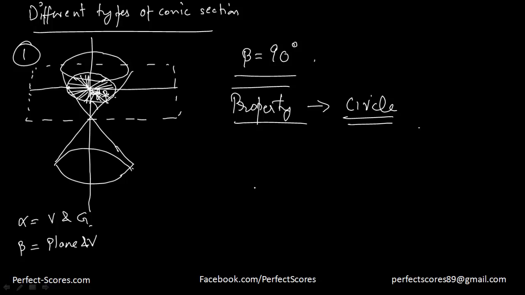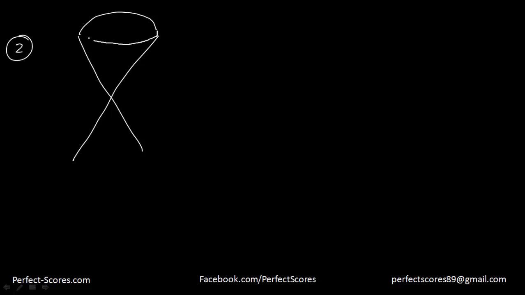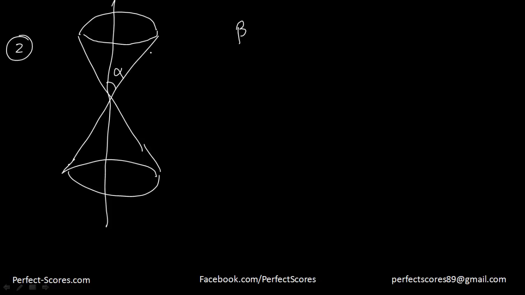Let's get the next thing. I'm just going to draw the cone again. So let's suppose this is the cone, and we have our vertical axis going out like this, right? Now let's understand the second thing, which involves angle alpha. Let's suppose we make a beta angle where we don't cut at 90 degrees, we cut less than 90 degrees.